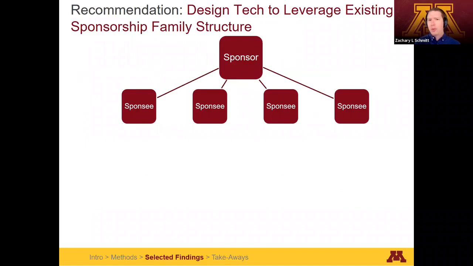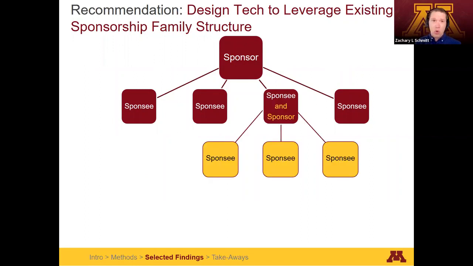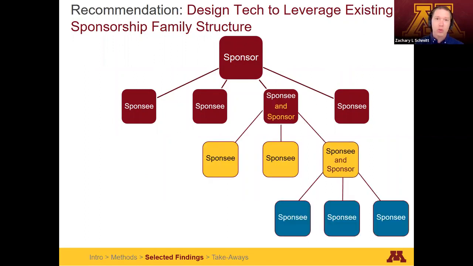So a sponsorship family works like this. Imagine that a single sponsor has 4 sponsees, and one of those sponsees has 3 sponsees of their own, and one of those sponsees has 3 additional sponsees, and so on. These connections form a sponsorship family, and we suggest that tech design leverage this structure to help sponsees meet and interact with members of their extended sponsorship family towards increasing their own peer network.